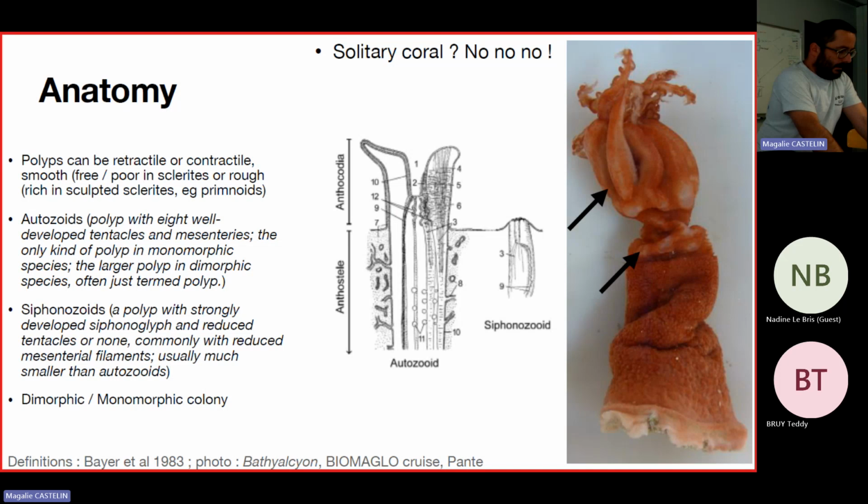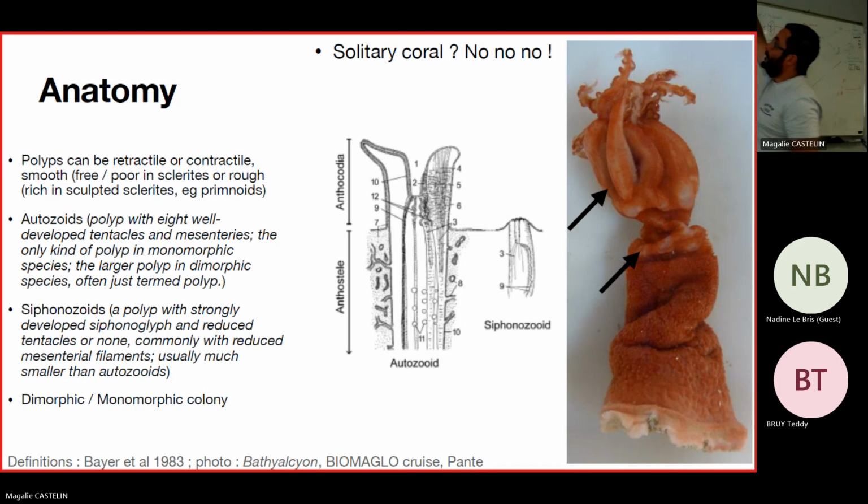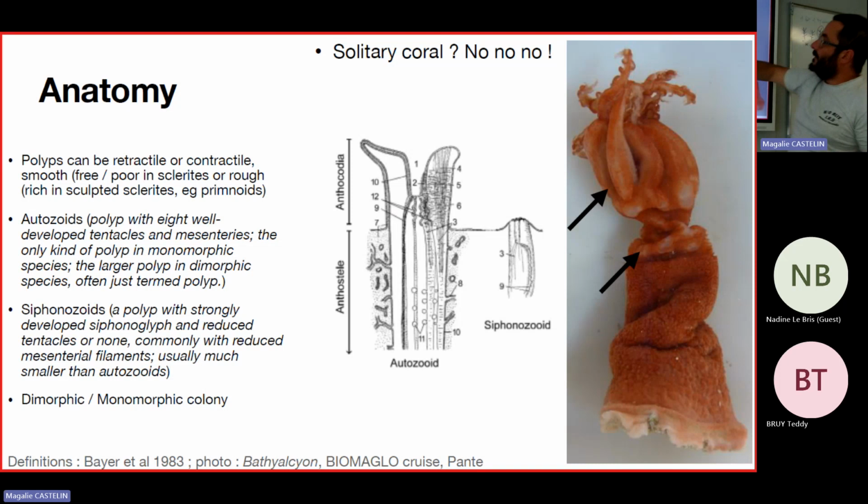So I told you that there was one taxon that is solitary, and you might think, oh, this is it, because it looks like something that is attached to the substrate, has one big polyp. But actually, it's not the only polyp. You have other polyps here. And these polyps are called siphonozooids. And the siphonozooids are called that because the siphonoglyph is very developed. So you have one autozooid and multiple siphonozooids.